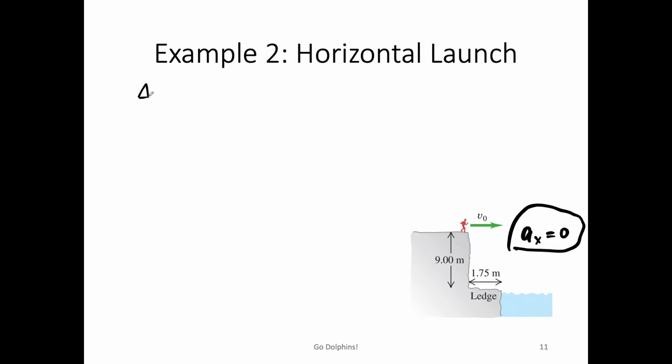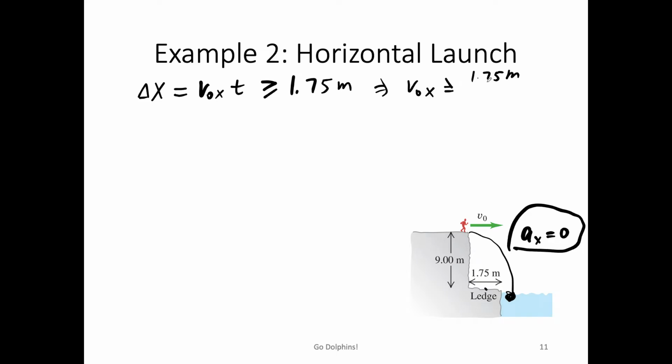So the equation we use is the displacement in the x direction, v_0x t, and it has to be greater than 1.75 meters. When the swimmer gets to the bottom of the cliff, he has to get into the water rather than get to the ledge. So the minimum velocity has to be greater than 1.75 meters divided by t. t is the time that he flies in the air.